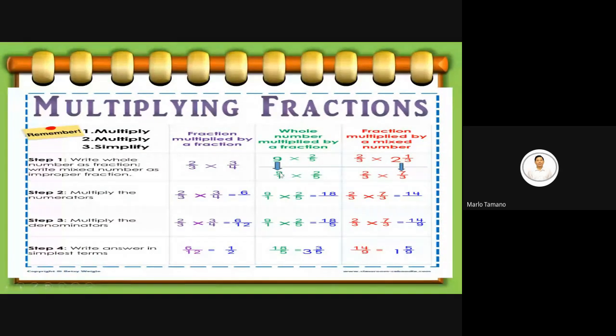So you are going to write it in fraction form. So 9/1 times 2/5. Now you are ready to go to step number 2. Multiply the numerators. 9 times 2 is 18. Then step number 3, multiply the denominators. 1 times 5 is 5. So you have a new fraction, 18/5.